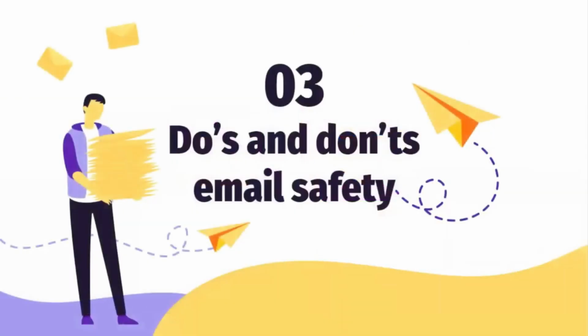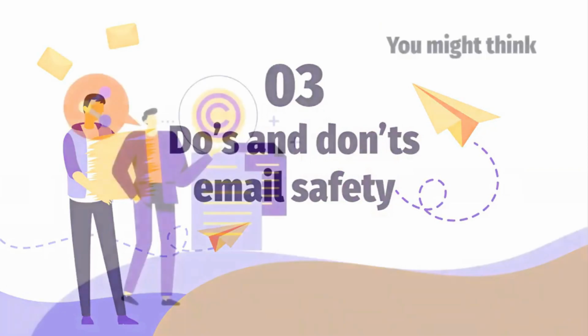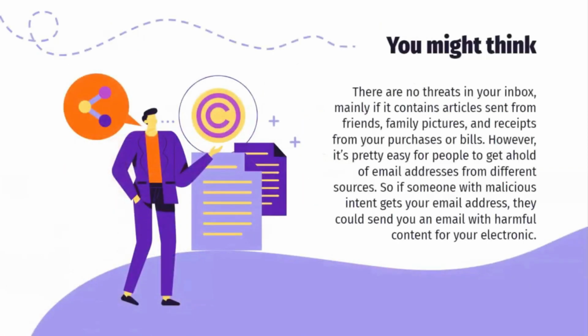Do's and don'ts of email safety. You might think there are no threats in your inbox, mainly if the mailbox contains articles sent from friends, family pictures, and receipts from your purchases or bills. However, it's pretty easy for people to get a hold of email addresses from different sources. So if someone with malicious intent gets your email address, they could send you an email with harmful content for your electronic device.